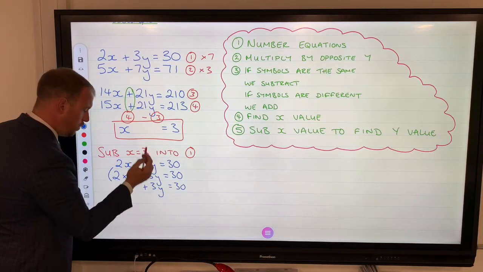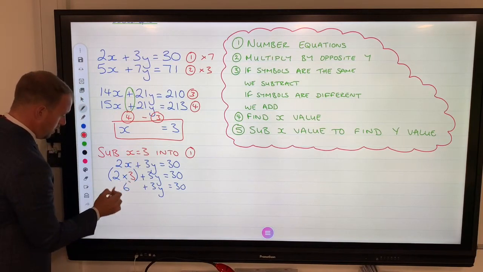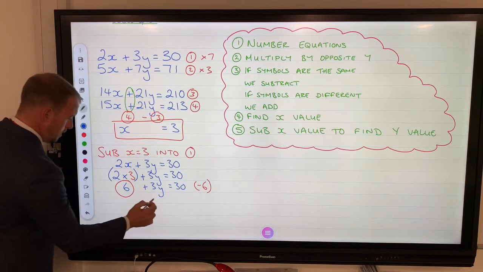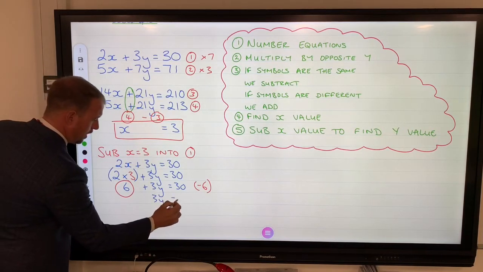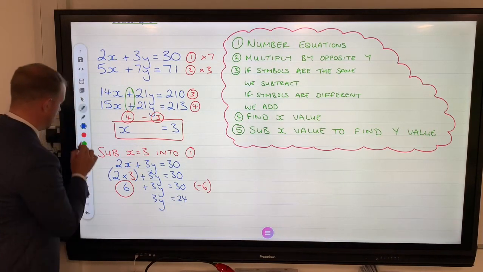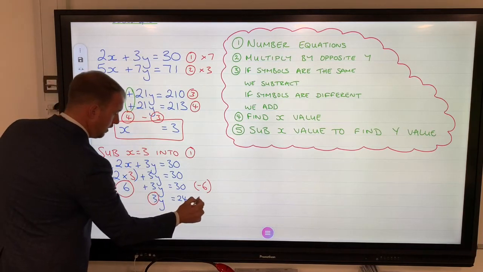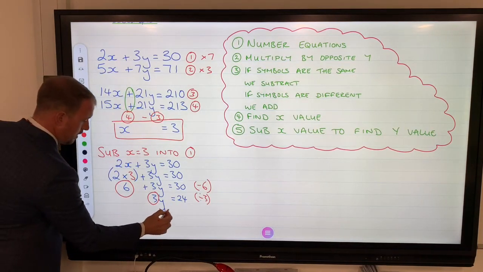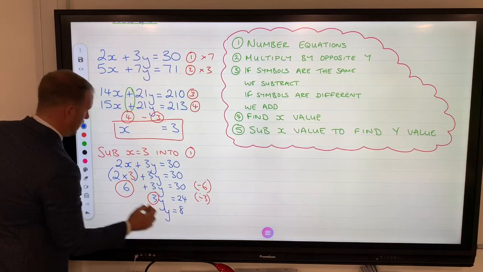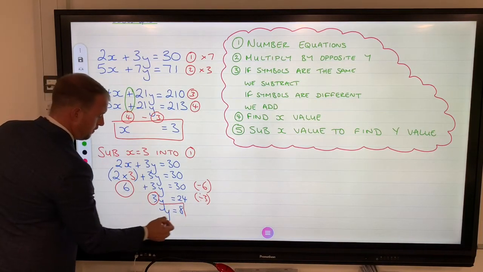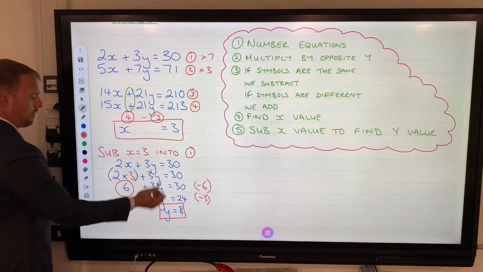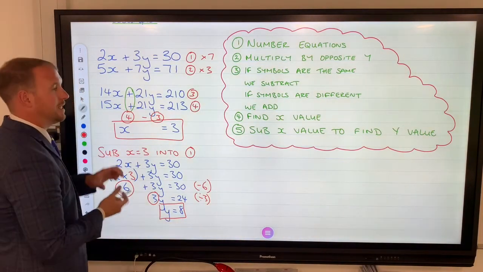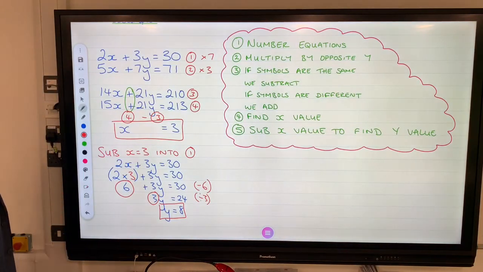2 times 3 is 6. The rest of the same, just do one step at a time. To eliminate the 6, we subtract the 6, which leaves 3y is 24. To eliminate the 3, we divide by 3. And 3 goes into 24 8 times. So I've got x is 3 and y equals 8. You'll notice that I put rectangles around them, make them stand out, make them nice and clear for the examiner.